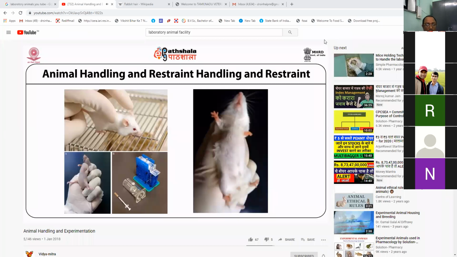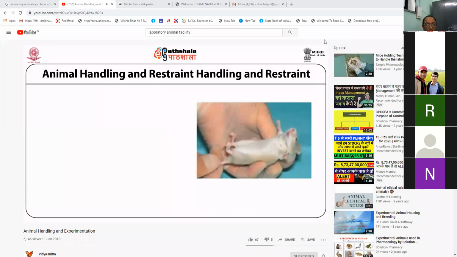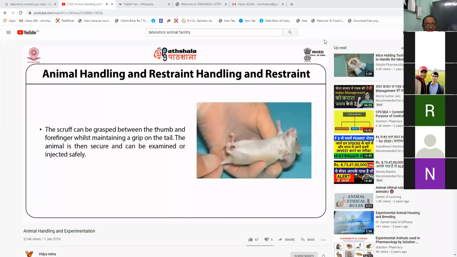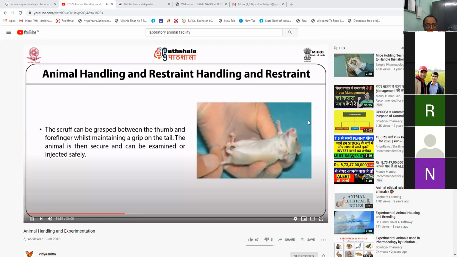This is how a mouse is handled. You can see in the first slide how a person lifts the mouse with two fingers, and how the mouse is handled with one hand. If you don't handle the mouse properly, there will be stress and the animal will die. See, this is how the mouse is grasped between the thumb and the forefinger, maintaining a grip on the tail. The animal is then secure and it can be examined or injected safely. If you are holding properly, there won't be any biting.